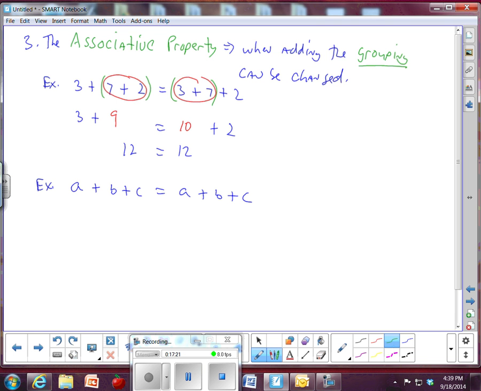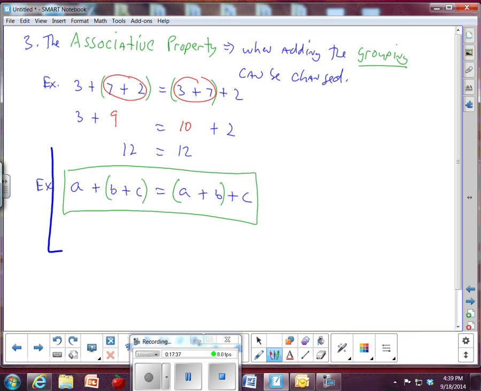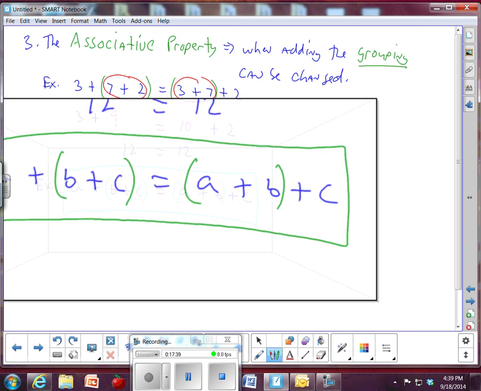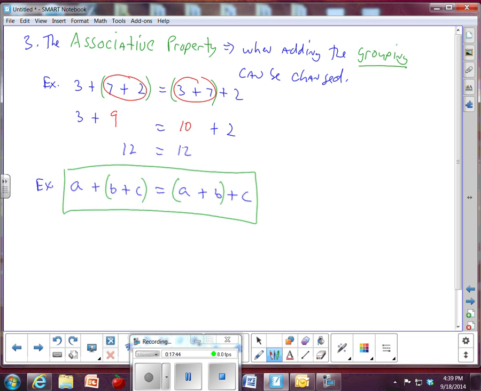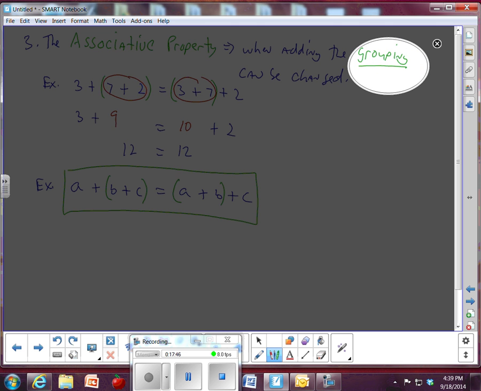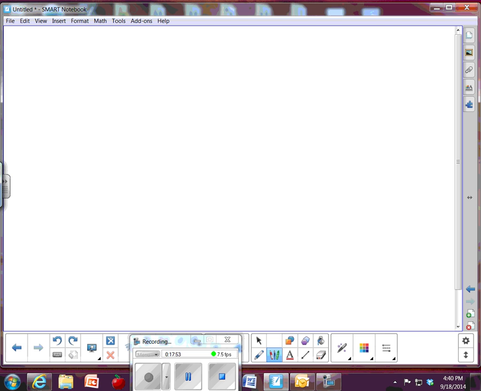No order has changed, but we're going to come in and group, in the first case, the B and the C. And then we're going to change the grouping to the A and the B. This is the associative property. And again, this is what you should memorize. So make sure you know the associative property. And again, what does it involve? It involves that we can change the grouping, right? The associative property, you can change the grouping. Okay, next one. Let's keep rolling along.